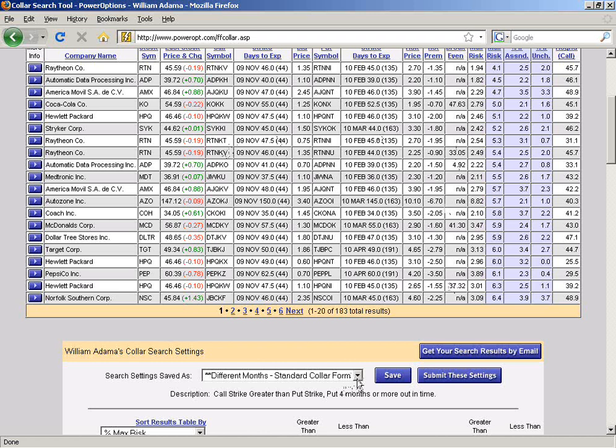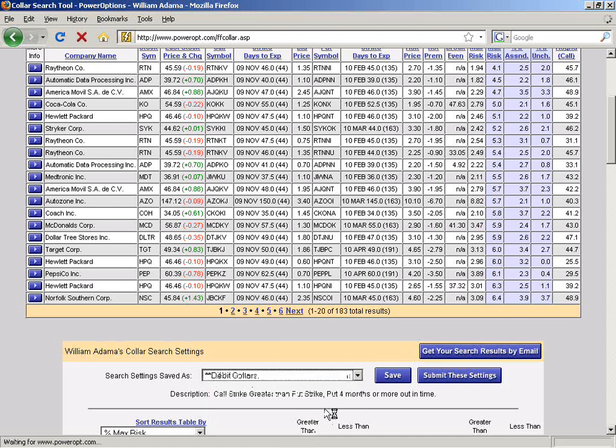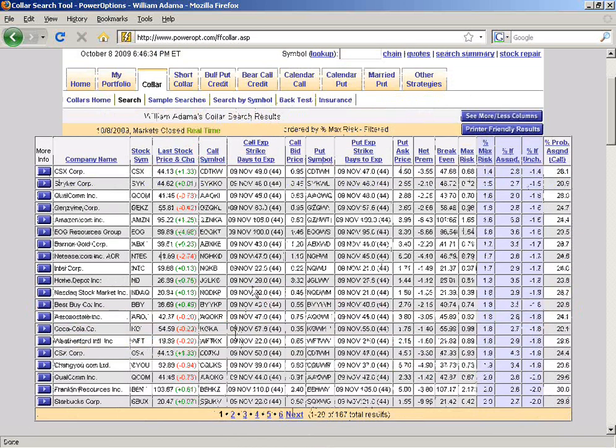Okay, another situation that you can use is the one called debit collars. Until you get really familiar with collars, I wouldn't recommend doing this. This particular one, you're buying an in-the-money put that's 1 month out in time. Okay, so here we have CSX, stock trading at 44.13. I'm going to sell a deep out-of-the-money November 49 call for 95 cents and buy the in-the-money November 47 put for about 4.50.